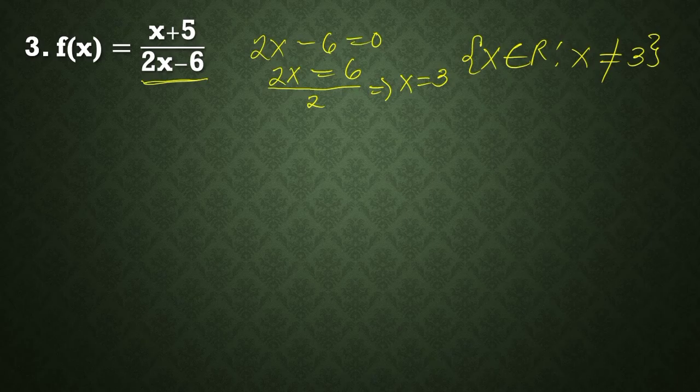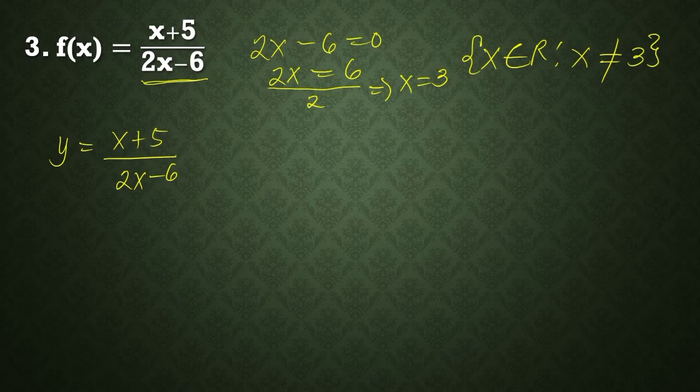So, halimbawa, yung ating denominator, quadratic polynomial siya, pero hindi naman siya factorable, not factorable siya. Ibig sabihin, ang domain natin is all real numbers. And then, for range naman, y is equal to x plus 5 all over 2x minus 6.